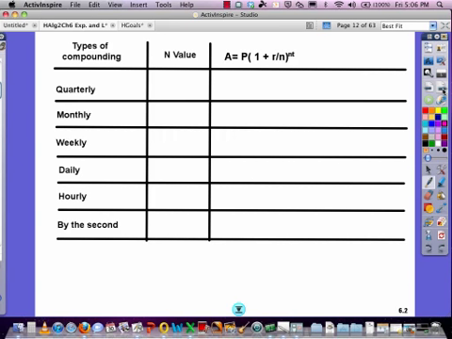Quarterly. If I said your bank was going to compound your account quarterly, what is that in terms of number of times in a year? You better be thinking 4. Monthly, 12. Weekly, 52. Daily, 365. And you can go and figure your hourly and by the second. And of course, I sort of skipped here. We would have even had them by the minute if you wanted to.